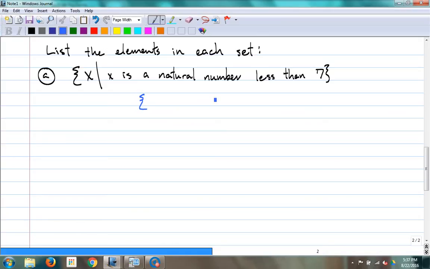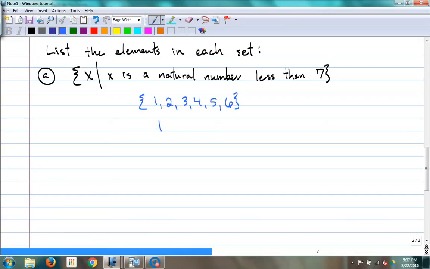Counting number. So this tells us it's a natural number that's less than 7. So what counting numbers are less than 7? 1 through 6: 1, 2, 3, 4, 5, 6. And then is 7 included here? No. So we go 1 through 6. So we could write it 1, 2, 3, 4, 5, 6.